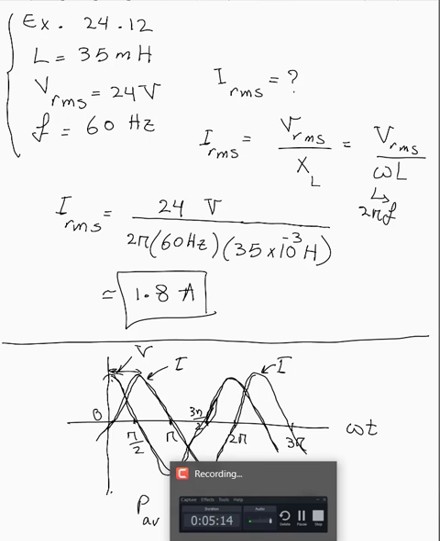So here, if you're talking about the average power, we follow the same equation, which is I RMS V RMS times cosine phi. This phi is the angle between voltage and current. So in this case, this is pi/2 or 90 degrees, and the cosine is 0. So the average power for circuits that only have inductors is 0.